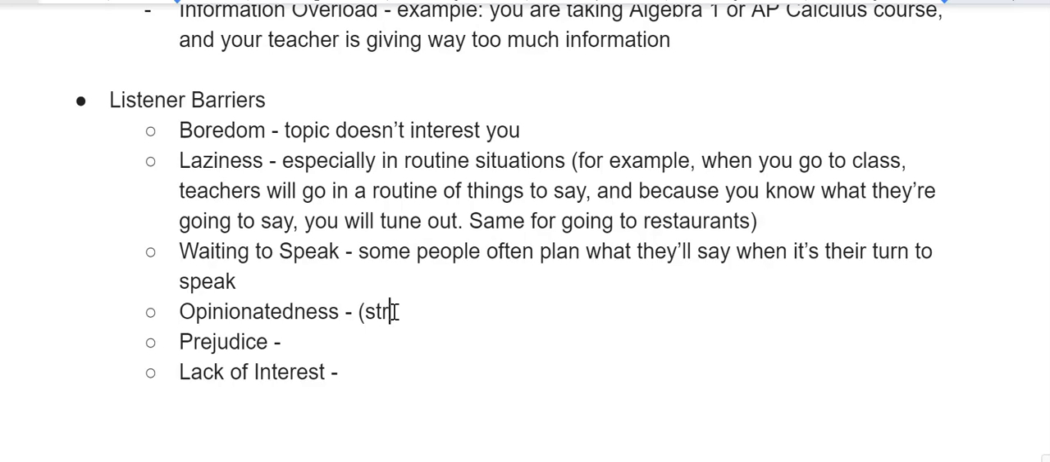Last three, opinionatedness, also known as, we're going to abbreviate that as AKA, strong attitudes, and you're listening. I'll give you an example when we have this homework number 2. Prejudice. Some people whose minds are closed to new ideas often aren't willing to listen. If there are things that don't match their beliefs and they hear them, they'll probably just block them out or ignore them.